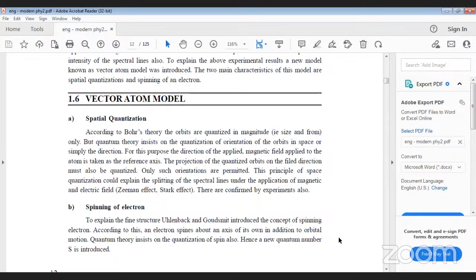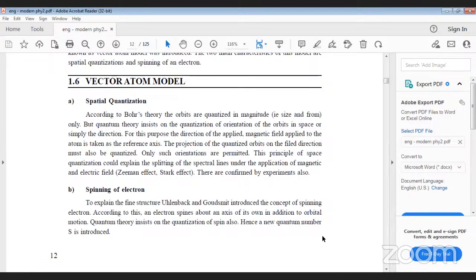That means the applications: for a magnetic field it is the Zeeman effect, and if you apply an electric field, the splitting of the spectral lines is the Stark effect. These are most important short questions, and they come under spatial quantization.